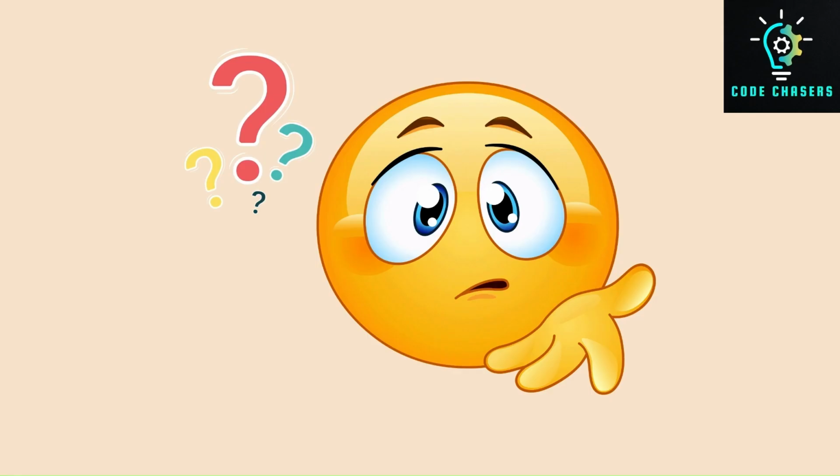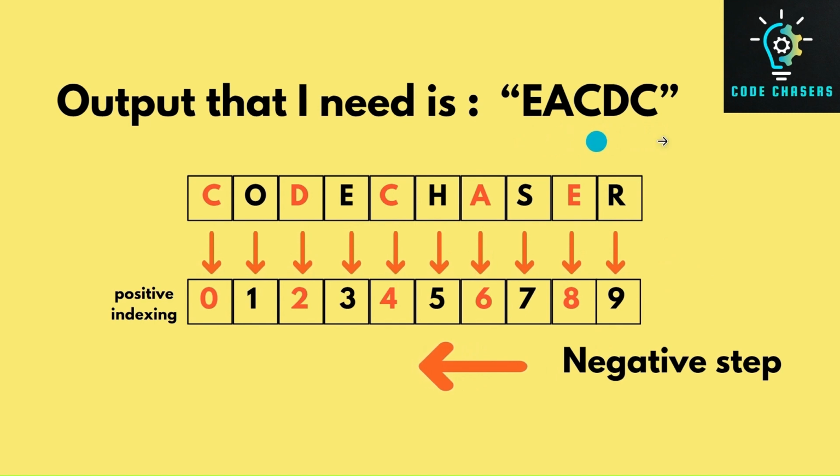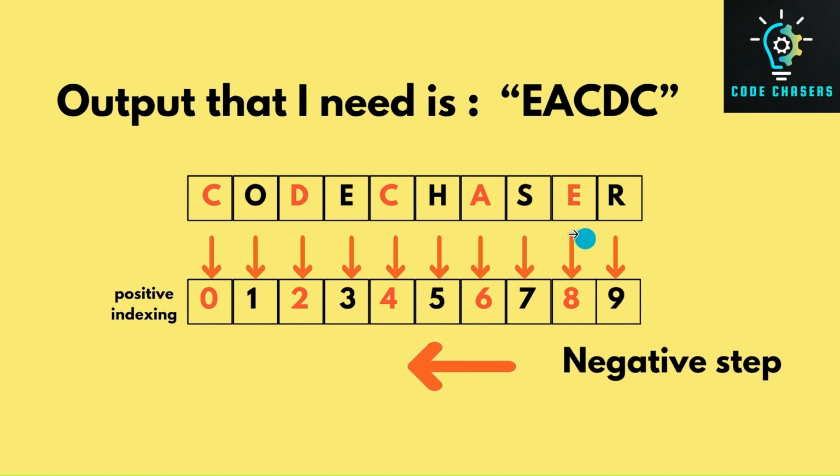What is the solution for us to access the elements from the back of a string? It is only possible by using a negative step. If we give a negative step, the Python interpreter will access the elements from the back of a string. To get the required string, what will be the start parameter here? The first character of my required slice is E, and the index of E is 8. The start parameter will obviously be 8.